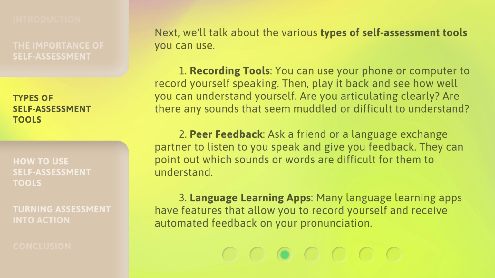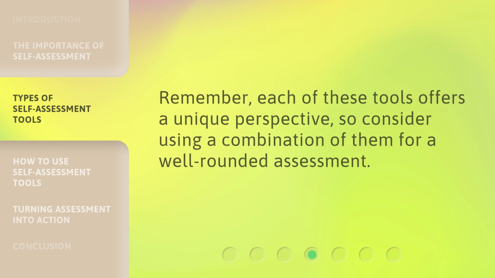2. Peer feedback. Ask a friend or a language exchange partner to listen to you speak and give you feedback. They can point out which sounds or words are difficult for them to understand. 3. Language learning apps. Many language learning apps have features that allow you to record yourself and receive automated feedback on your pronunciation. Remember, each of these tools offers a unique perspective, so consider using a combination of them for a well-rounded assessment.